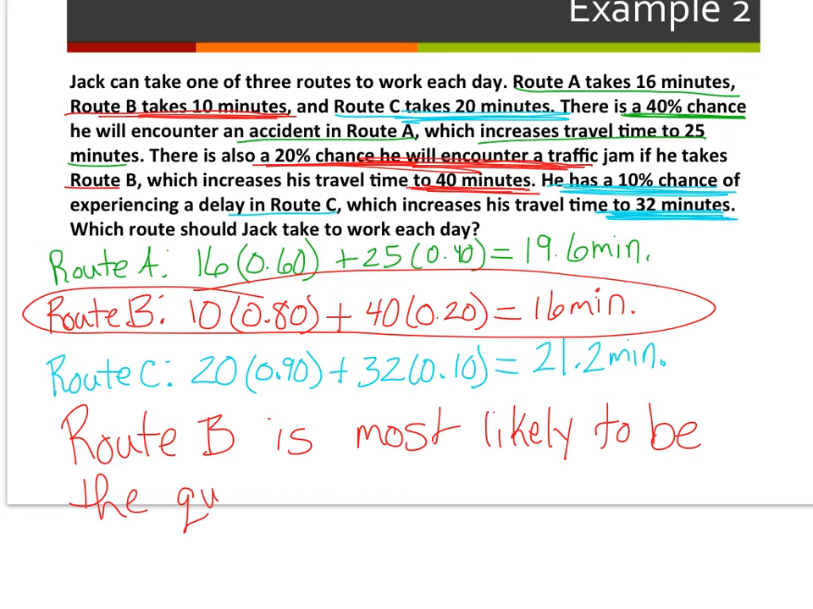And remember, I'm using the fact that your probabilities always need to add to 1. So looking at route B, if I knew that there's a 20% chance that he's going to increase his travel time to 40 minutes, that means there's an 80% chance that it'll only take him the standard normal 10 minutes, because 80% plus 20% gets us the full 100%.